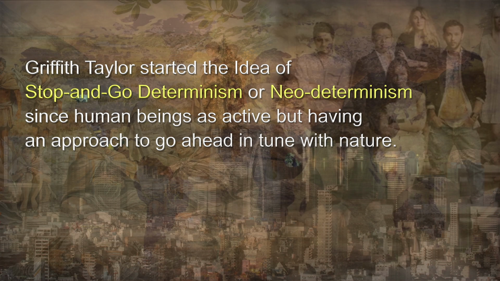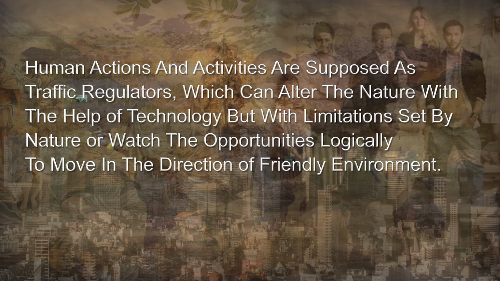Taylor started the idea of stop and go determinism or neo-determinism, seeing human beings as active but having an approach to go ahead in tune with nature. Human actions and activities are supposed to be like traffic regulators, which can alter nature with the help of technology, but with limitations set by nature, or watch the opportunities logically to move in the direction of a friendly environment.